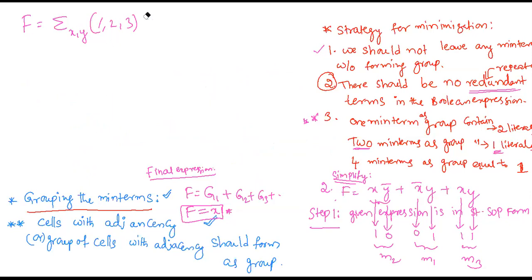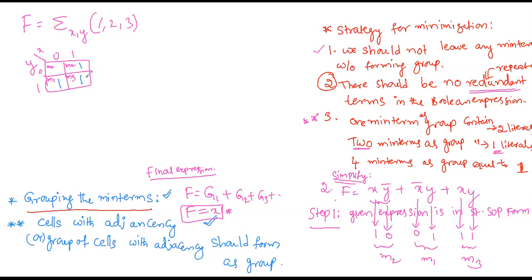Now apply this equation to the K-map. First draw the two variable K-map. This is the two variable K-map format. X is 0 1, y is 0 1. This is M0 M1 M2 M3. Wherever the minterms are present, keep 1 in the corresponding square boxes. 1, 2, 3. So M1 is 1, M2 is 1, M3 is 1. Keep 1, 1.